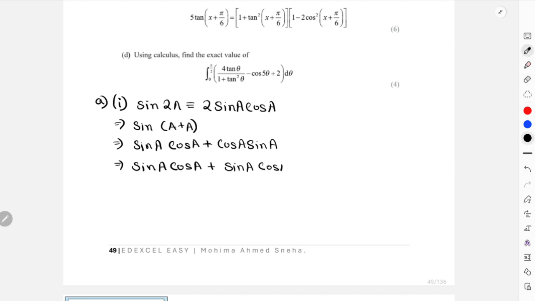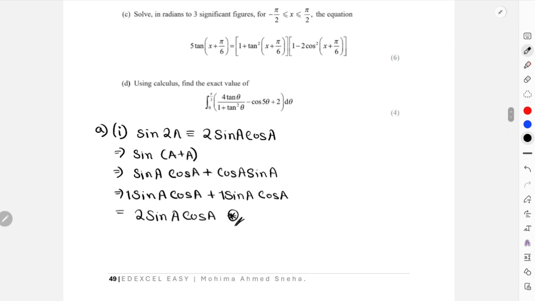So this is cos a. Now I can write this as 1 sine a cos a, plus 1 sine a cos a. They're going to add together, so obviously this will leave you 2 sine a cos a. Right? This is your final shown maths for part 1.